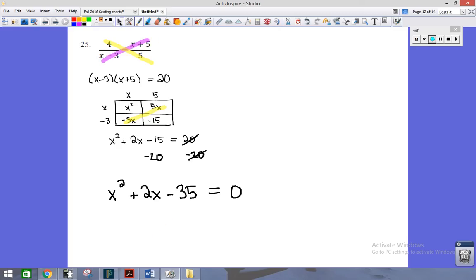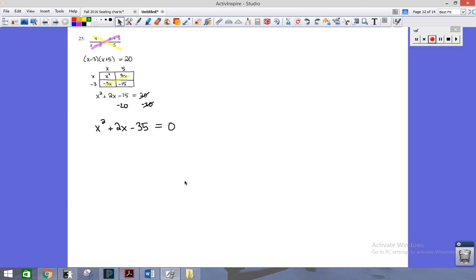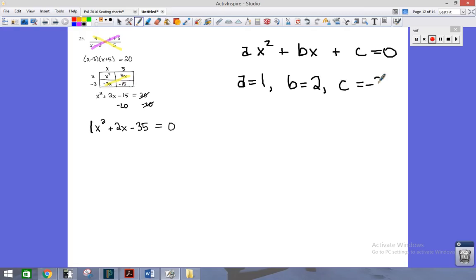I need to have this in the form ax squared plus bx plus c. So ax squared, I forgot the x squared, didn't I? Forgot the x. A x squared plus b times x plus c equals 0. So if you're going to solve with the quadratic formula, you want to identify a, b, and c. A is equal to 1, b is equal to 2, and c is equal to negative 35.